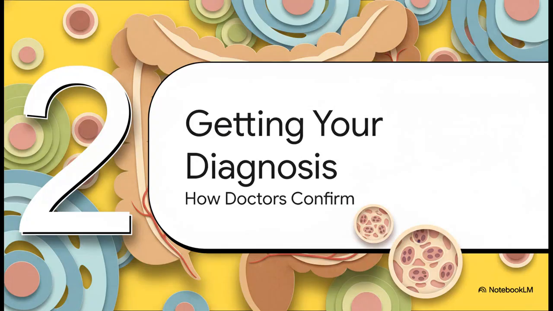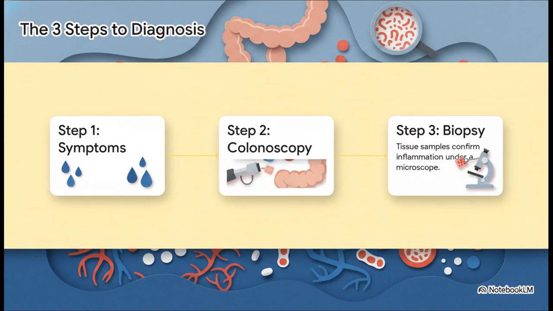Okay, so if the colon looks normal, how on earth do doctors actually confirm you have MC? Let's talk about the diagnosis, because it's a very specific three-step process. This is basically the official checklist that doctors use. It all starts with your symptoms, that persistent non-bloody diarrhea. Then, step 2 is the colonoscopy, where the doctor confirms that, yep, your colon looks normal on the surface. But step 3 is the absolute key, the biopsy. Taking tiny tissue samples is the only way to get a 100% definitive diagnosis.